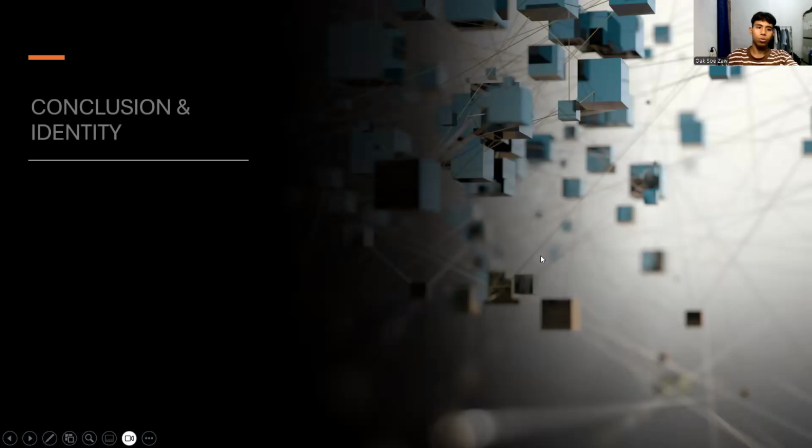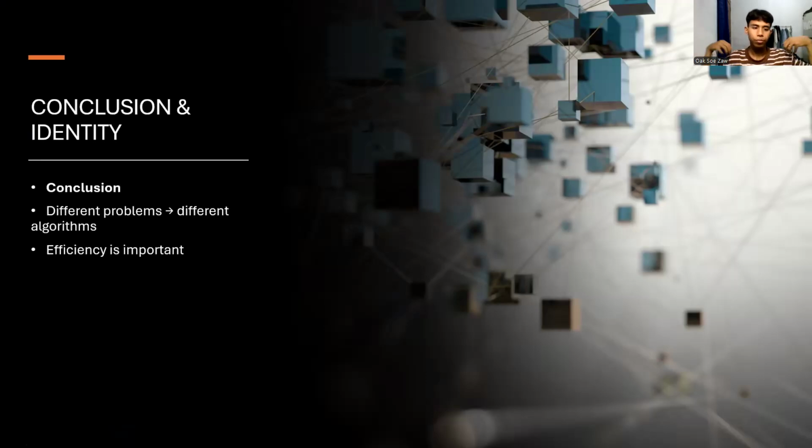Then let's go to the conclusion. In conclusion, we have seen different algorithm design techniques, and they are used for different types of problems. Divide and conquer helps us break large problems into smaller ones. The greedy algorithm helps us make fast decisions. Dynamic programming avoids repeated work, improves efficiency and saves time.